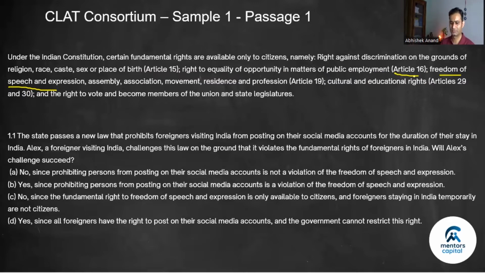And therefore the answer is, first of all, you have to decide between yes and no. So he will not succeed. So yes is immediately out. Between the no options, you have to check what is a good rationale. "No, it is a violation of freedom of speech." It is definitely a violation of freedom of speech and expression, but this right is not available to a non-citizen. So therefore, this is the correct answer. So first make the call, yes or no, and then the rationale. It will save you time also.